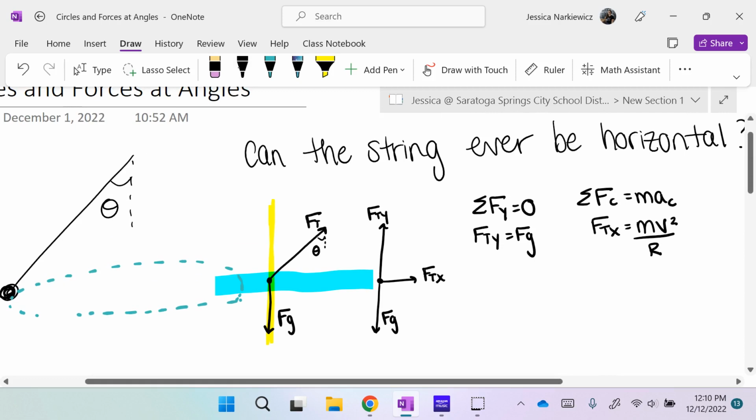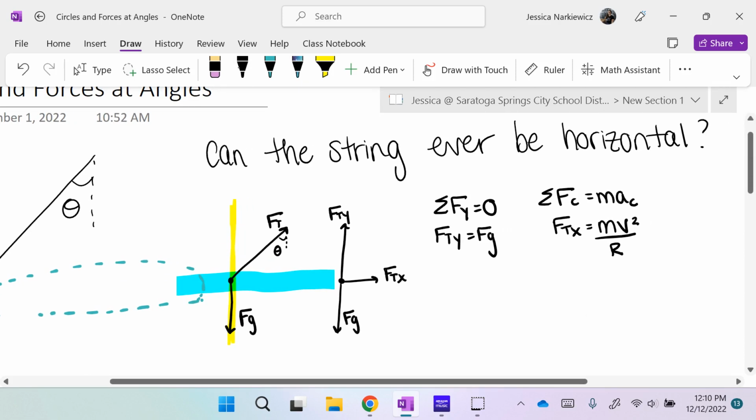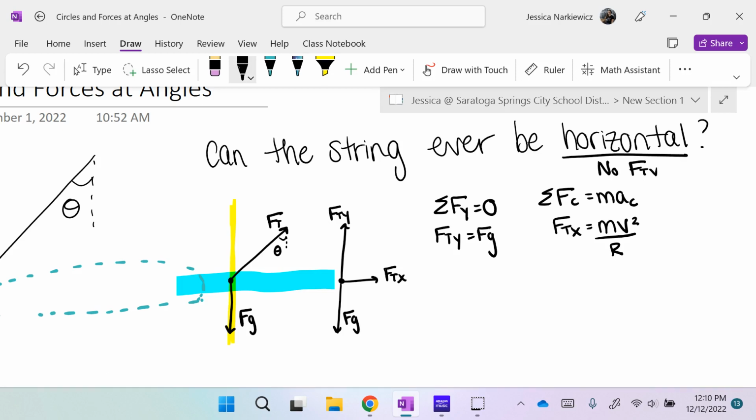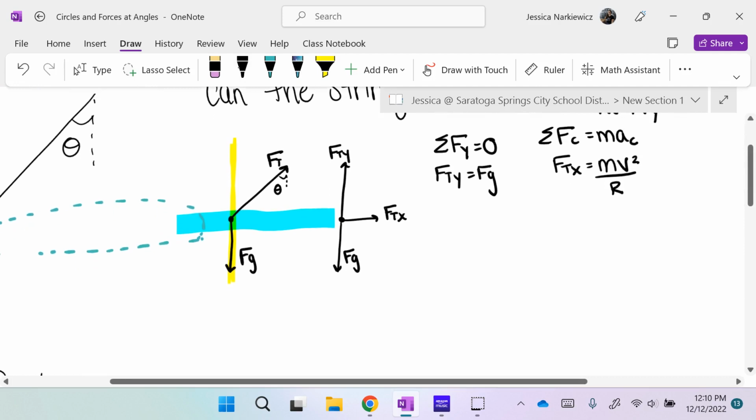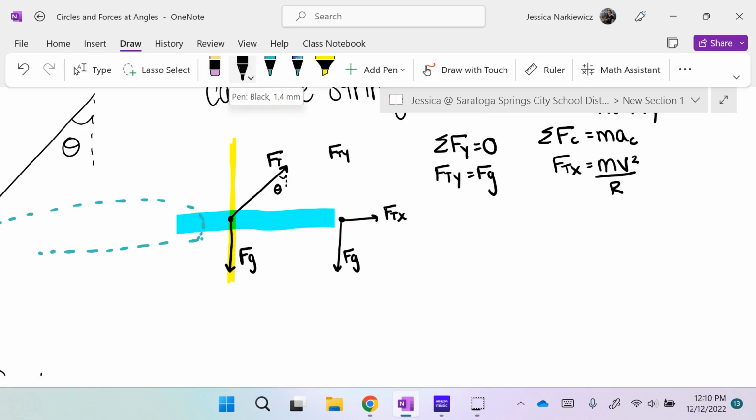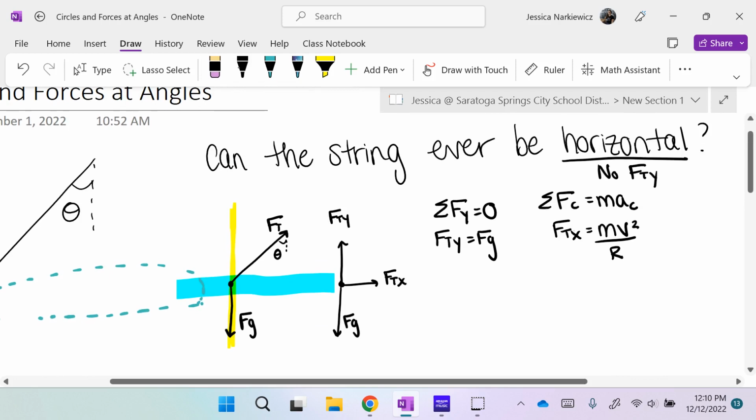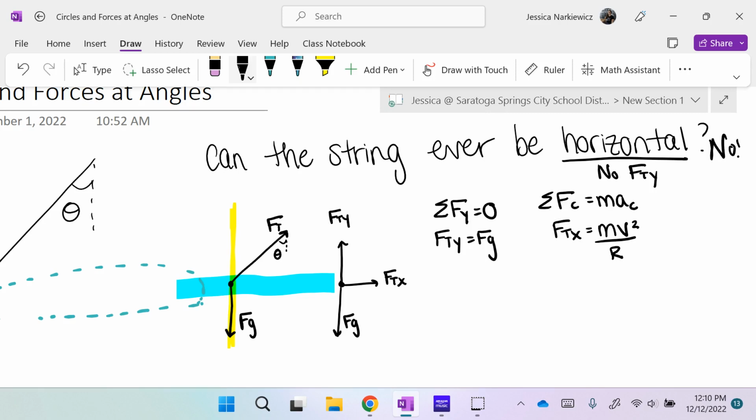Now, one question that often comes up is, can the string ever be horizontal? What horizontal means is that there's no tension in the y direction. If we think about our drawing here, if there's no tension in the y direction, then there's nothing to balance with the force of gravity. And if there's nothing to balance with the force of gravity, then we must be accelerating downward. So it's actually impossible for us to swing this completely horizontally, because we always have to have some y component to balance with the force of gravity.